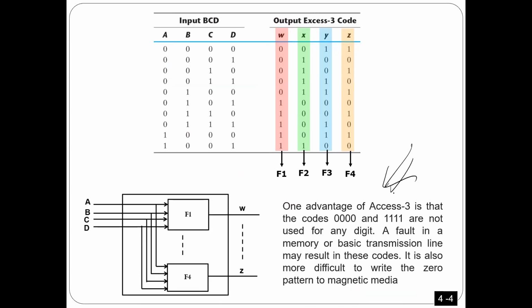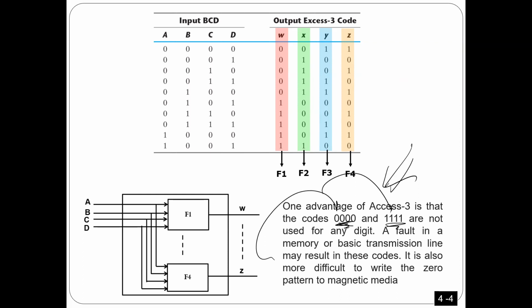I didn't use it, so I did a quick search. The first thing, number 1: they are saying excess 3 is not using the pattern 0, 0, 0, 0 or 1, 1, 1, 1. And this is good because if there is a fault in memory or data transmission, usually this fault is going to result in these 2. So I'm not going to get confused. If there is a fault, you are going to get 0, 0, 0, 0. If you use BCD, I will be confused because I will take it as a valid number.